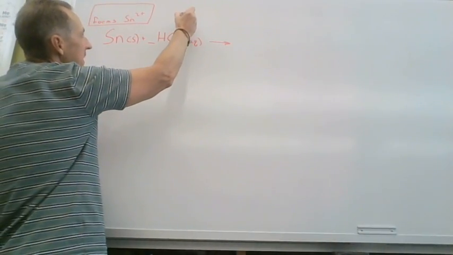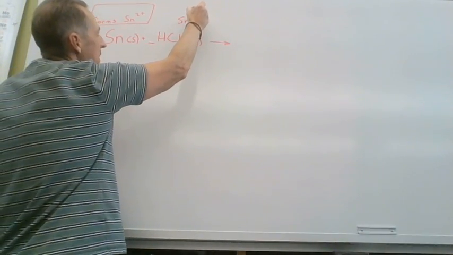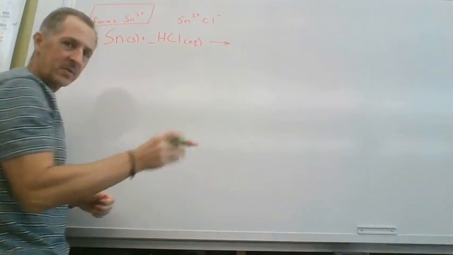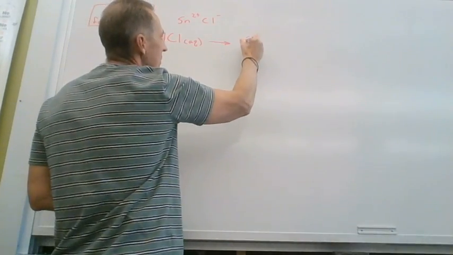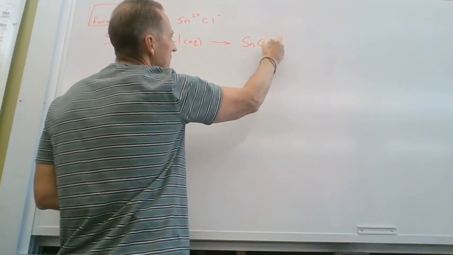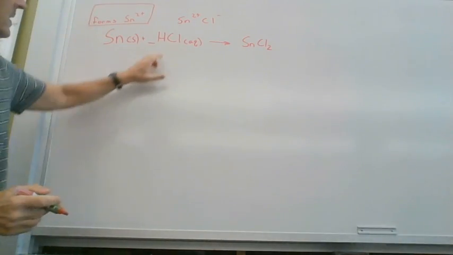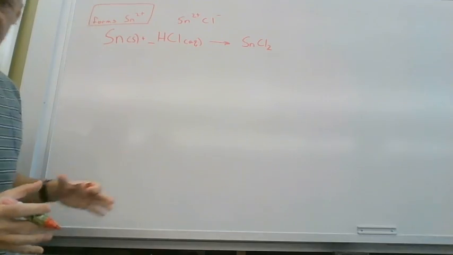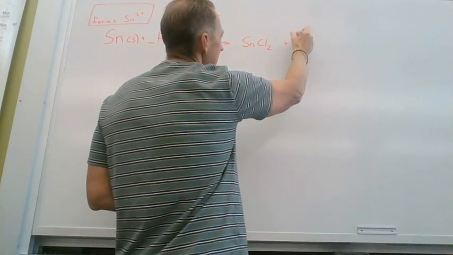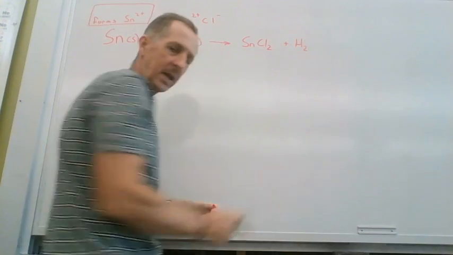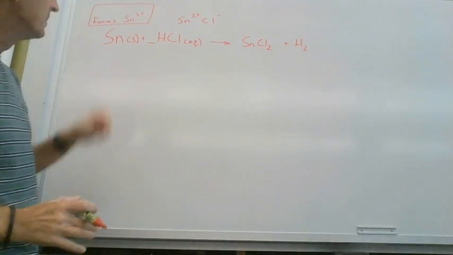Right, so if tin is 2+, chlorine is in group 7, so it's a -1, so we need 2 chlorine per every tin. So we're going to form SnCl2 as one of our products. And hydrogen is going to be the other product because it gets displaced. And we need to remember that hydrogen is diatomic, so we're going to have H2 formed.